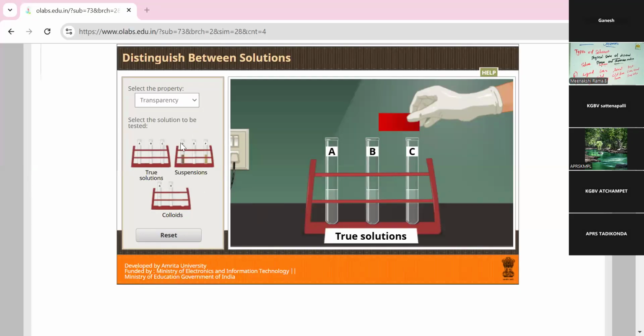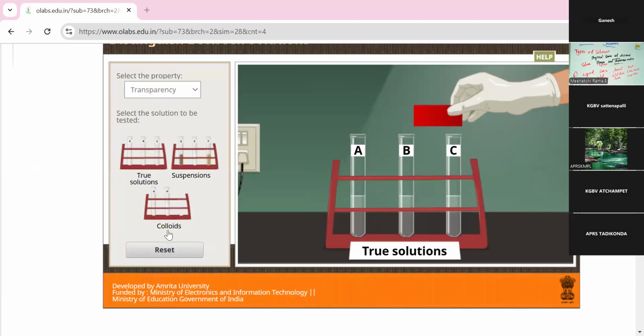See, what are the solutions? We studied there are 3 kinds of solution: true solution, suspension, and colloids. There are 3 categories of types of solution based on the solute particle size. Is that clear? There are different kinds of properties here: transparency, filtration, stability, and Tyndall effect. With the help of these properties, we are going to understand what is a true solution, what is a colloid, and what is a suspension.